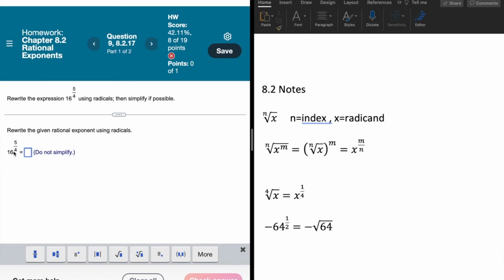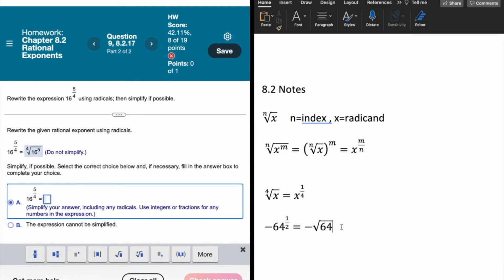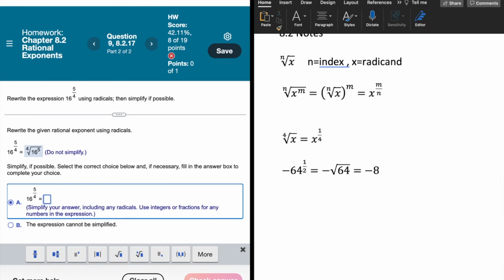All right, now 16 to the 5/4. Let's see what that can be. That could be the 4th root of 16 to the 5th. And they want to see if I can simplify that. And the thing is, you actually can simplify that.